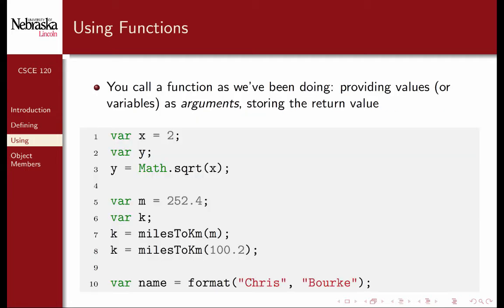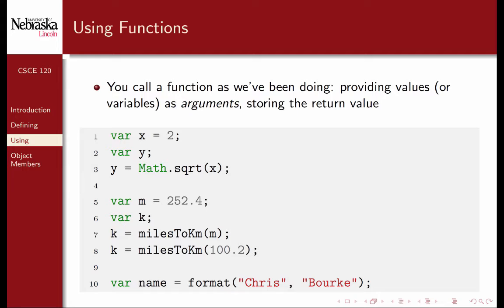You call a function just as we've been doing with the standard library functions, by providing values or variables as arguments to the function. Moreover, if the function returns a value that we need to capture, we store that into a variable. For example, we can create a variable x, set it equal to the value 2, and then capture the value computed by the math square root function. Once we've created our own functions, we can use them similarly. Miles to kilometers can either be passed a variable containing a value or a value directly.